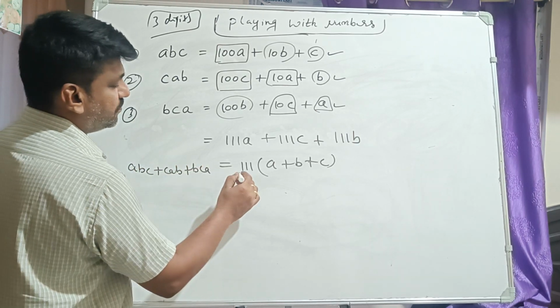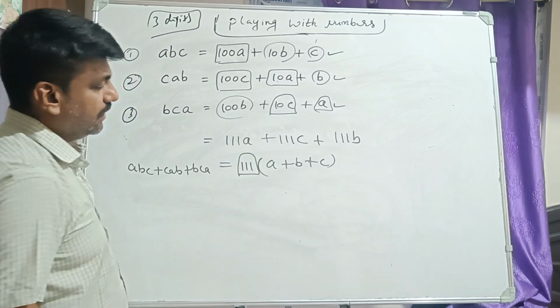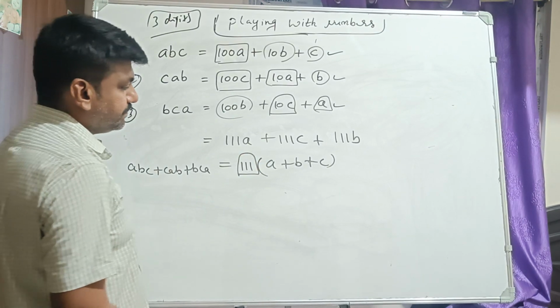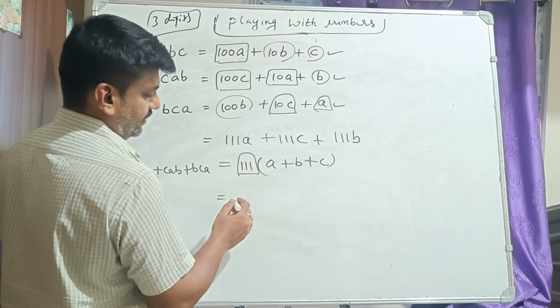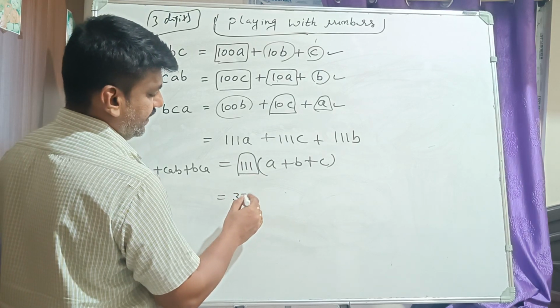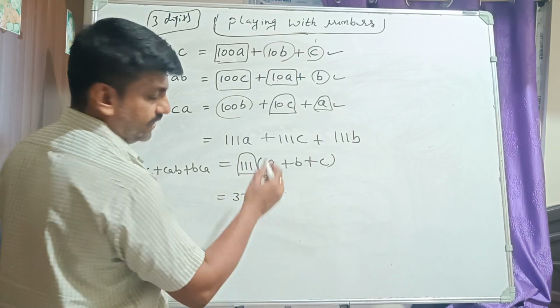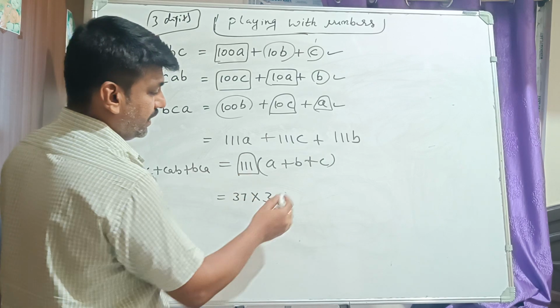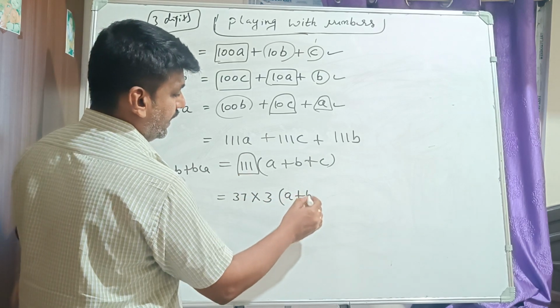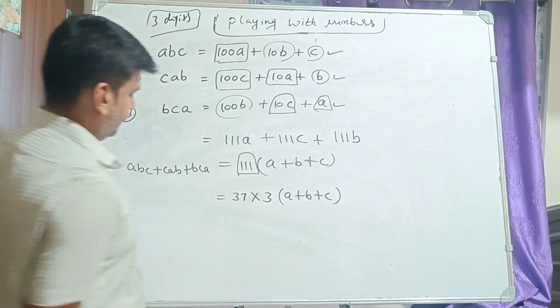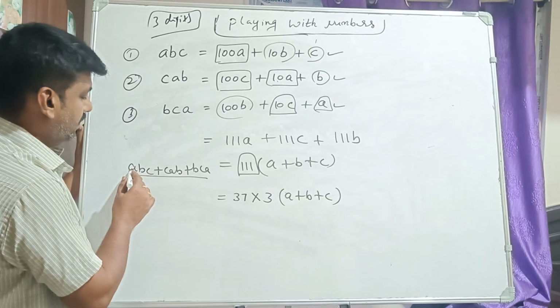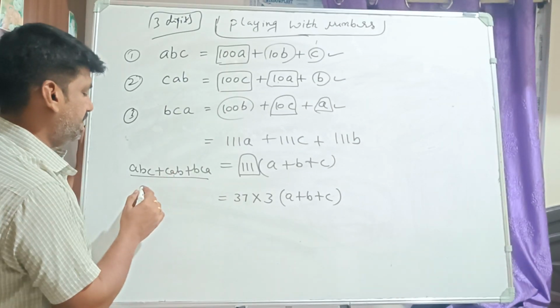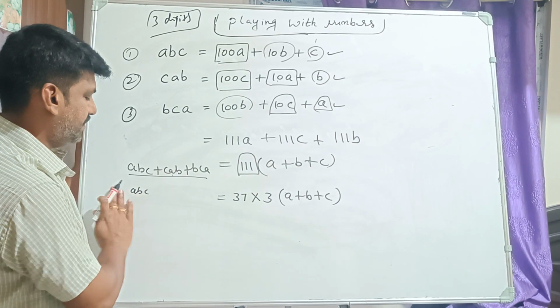I am interested in this part now. What is that? 111, right? Whenever you take this 111, suppose I split it as 37 into 3, it is 111 of A plus B plus C. So what are you going to get here? ABC, ABC, ABC.